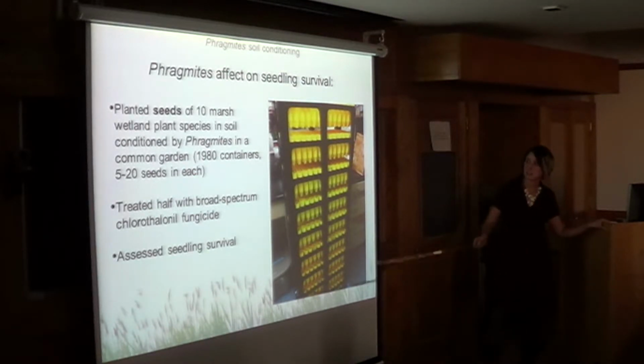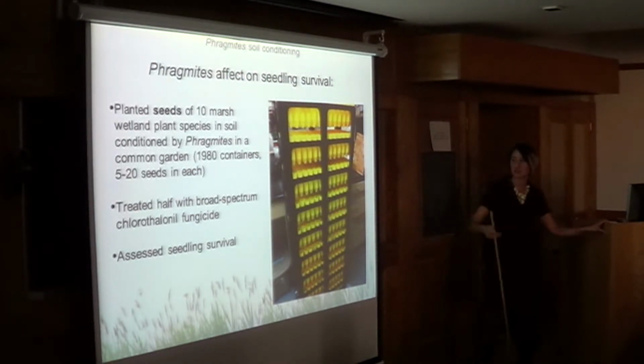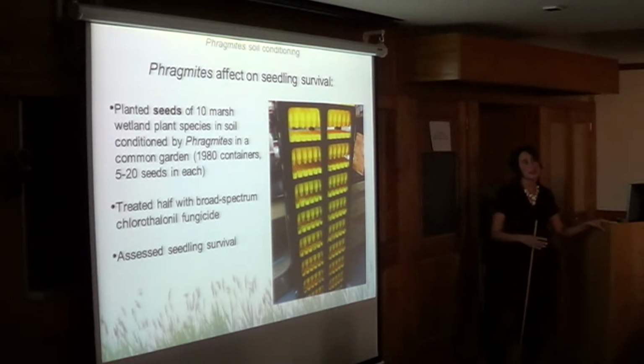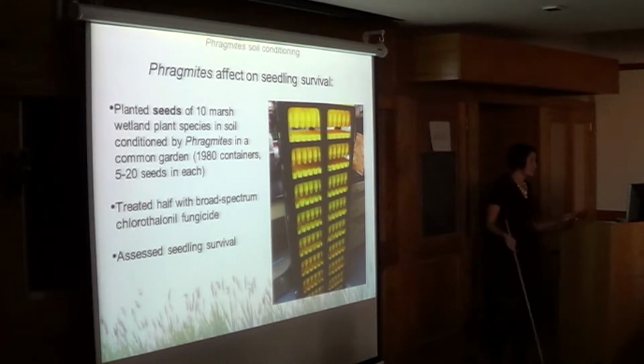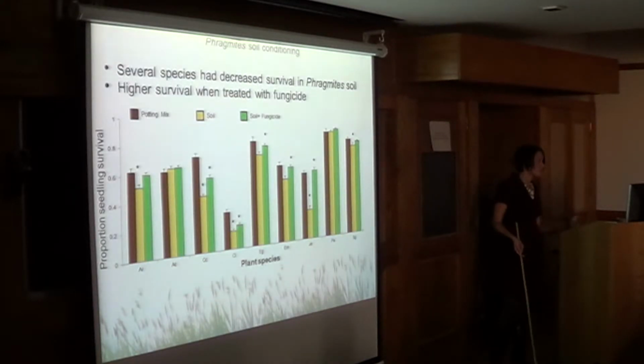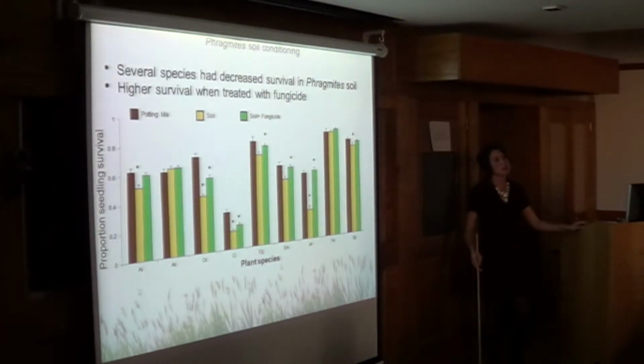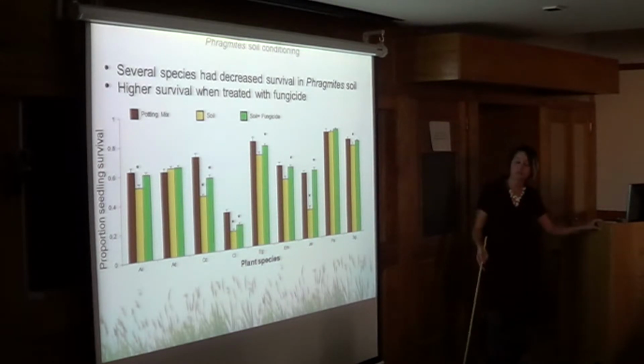And half of these containers were treated with a broad spectrum chlorothalonil fungicide that should be somewhat effective against both fungi and oomycetes. To see if you exclude those from the soil, do you still see Phragmites having a negative effect on the survival of these plant species? And so as you can see, there were many containers. And what we found is similar to the previous study. For some species, but not all, Phragmites did have a negative effect on seedling survival.